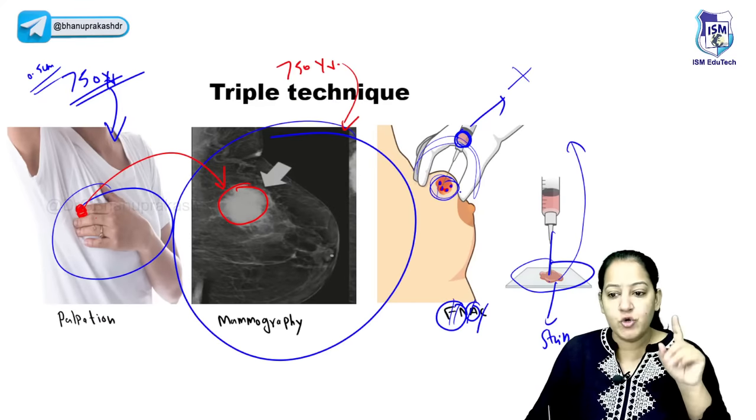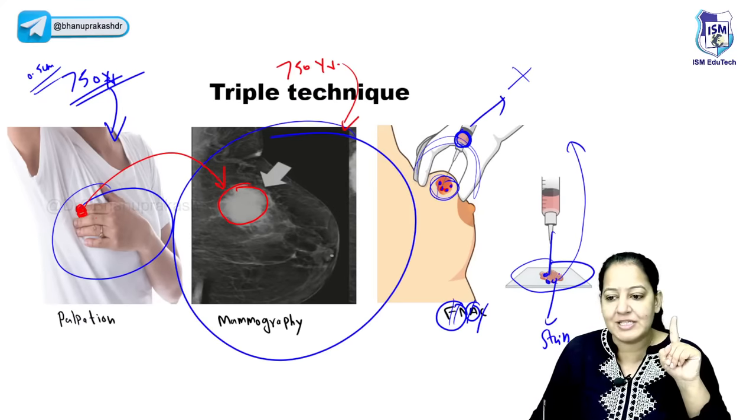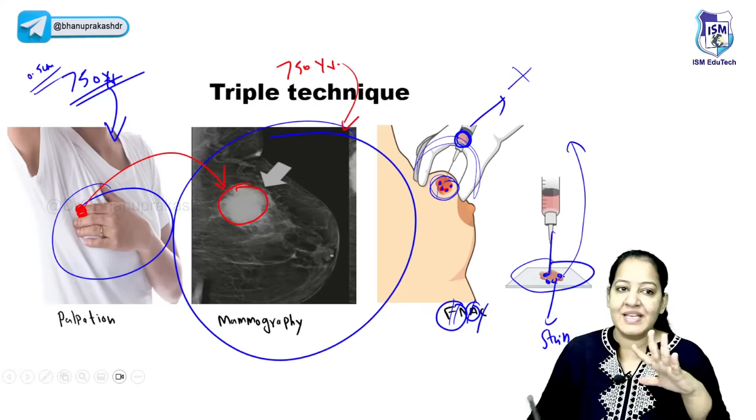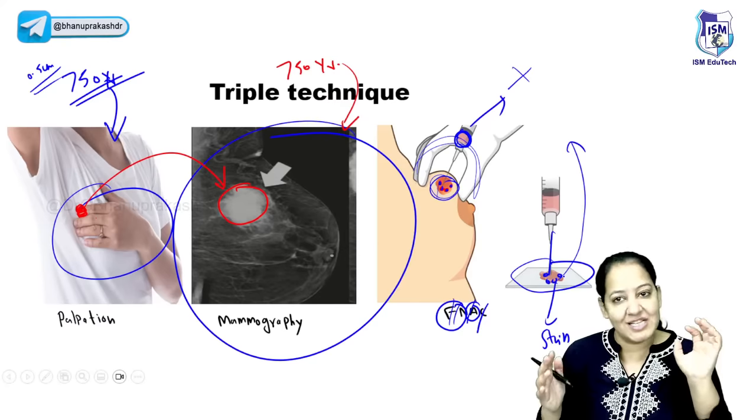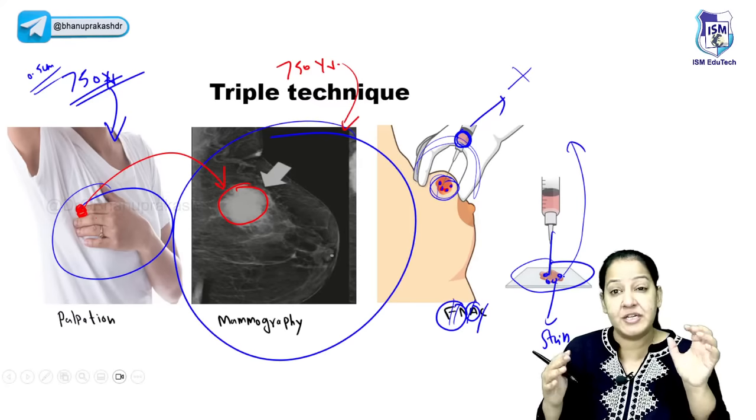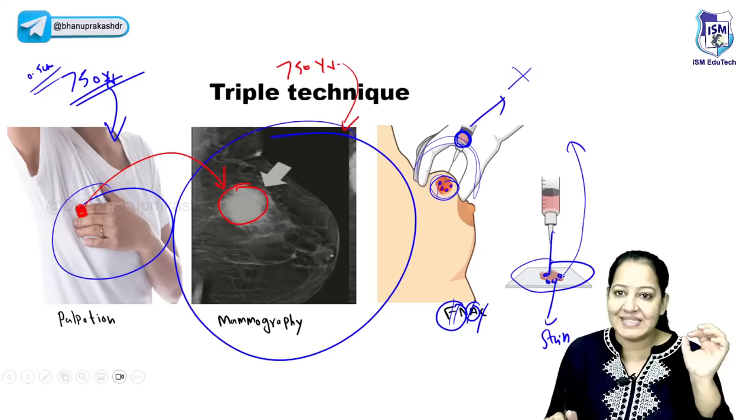And if the tumor cells are present here, we can see the tumor cells here. The biggest thing, we cannot see the architecture, but we can see the cell morphology. We know what are dysplastic cells, what are anaplastic cells, how to differentiate the dysplastic and anaplastic cells from the normal cells in the breast.